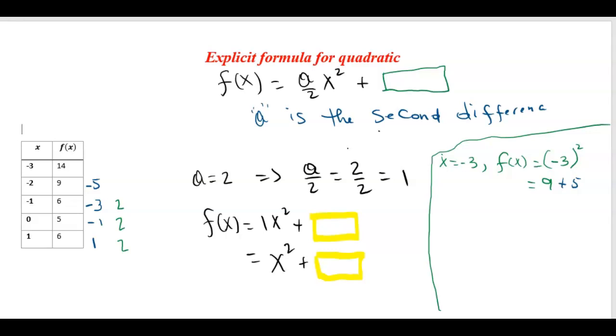So what if x equals negative 2? If x is negative 2, then f of x is supposed to be negative 2 squared. Negative 2 squared is 4. But again, 4 is not the same as 9. We want 9. So what can I do to 4 to get 9? We know 9 minus 4 is 5, so I can go ahead and add 5 here again. Okay, you follow the pattern?